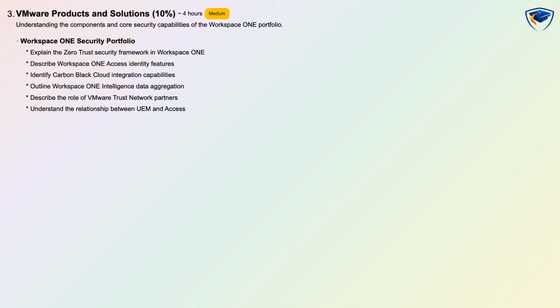The VMware Products and Solutions domain focuses on understanding the components and core security capabilities of the Workspace 1 portfolio. This domain covers topics such as the Workspace 1 security portfolio. You'll learn to explain the Zero Trust security framework in Workspace 1, describe Workspace 1 Access identity features, identify Carbon Black Cloud integration capabilities, and outline Workspace 1 Intelligence data aggregation.